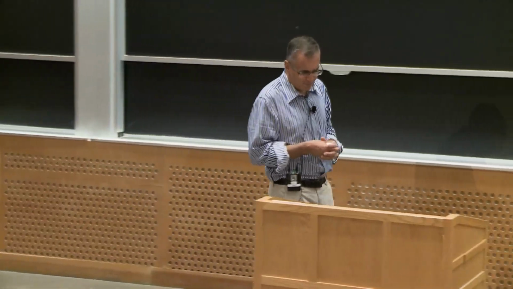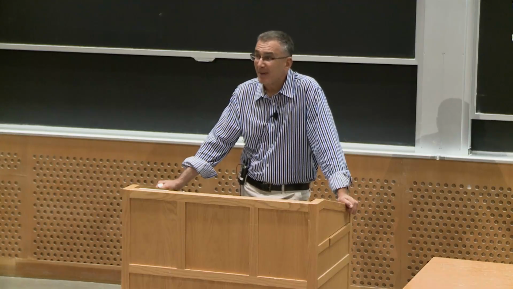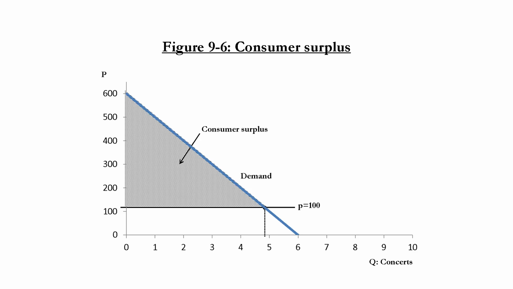So look, for example, at figure 9.6. Okay? Suppose that my demand for concerts is given by the blue line. I am willing to pay about $500 for the first concert and so on, all the way down. I'm willing to pay $100 for the 5th Killers concert. That's probably about right for me. Okay? So basically, what does that mean? That means that the consumer surplus is the area above the price line below the demand curve.